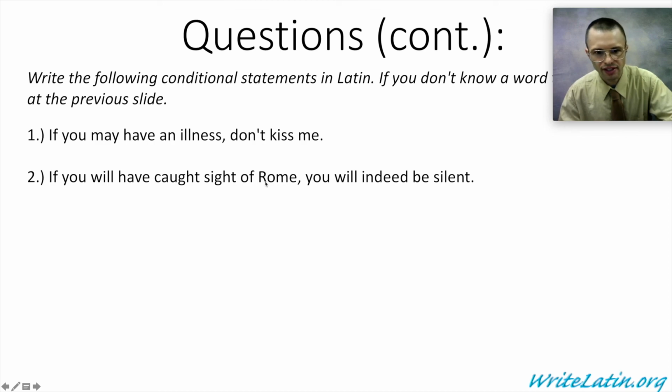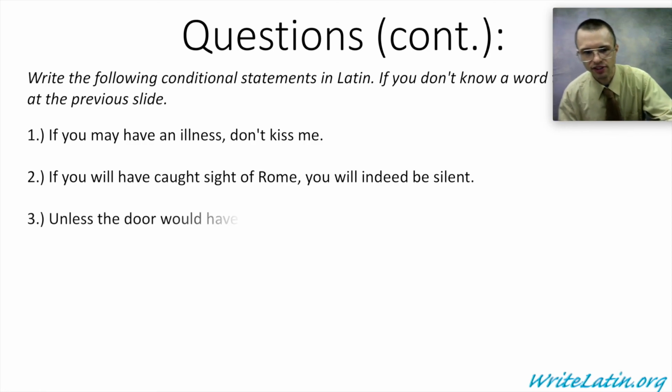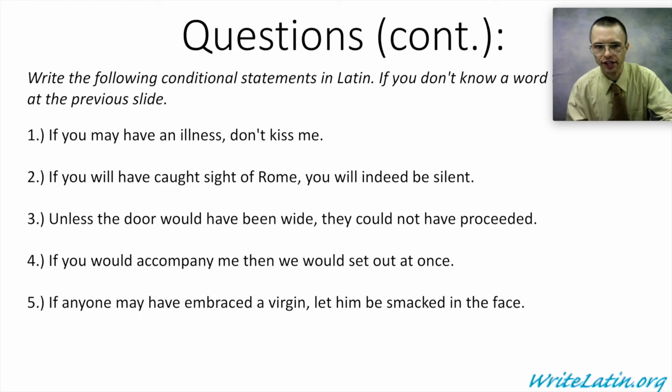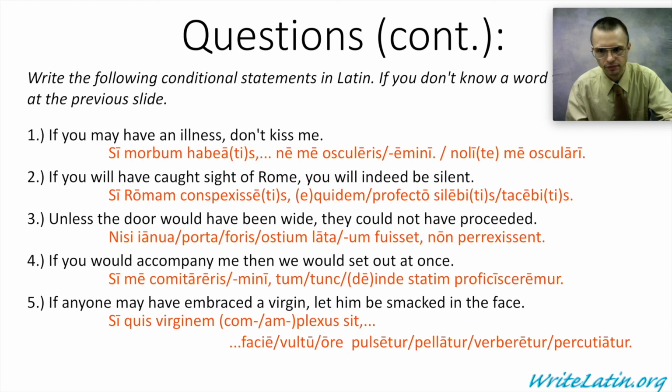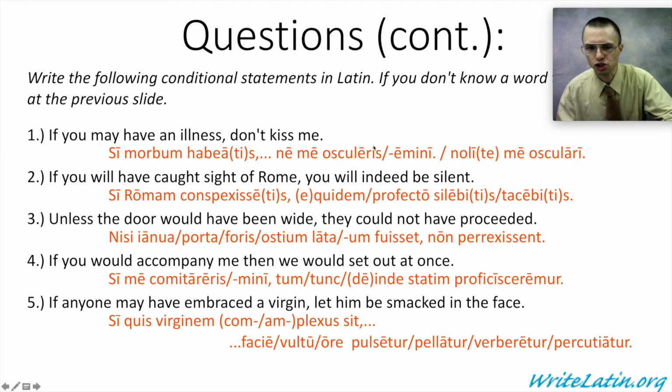If you will have caught sight of Rome, you will indeed be silent. Will have is present backward-looking, or if you're in stage 30, that's also the future perfect. And will is future, so write it like that. And you can try the rest of these. Stop the video and then start it again when you're ready to see the answers. Okay, so hopefully you can make out the different choices here, like oscularis or osculamini, or tum or tunc, and so on and so forth.